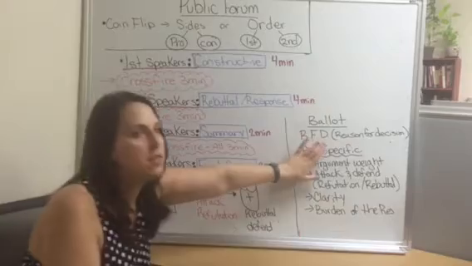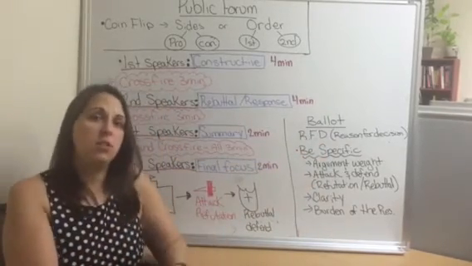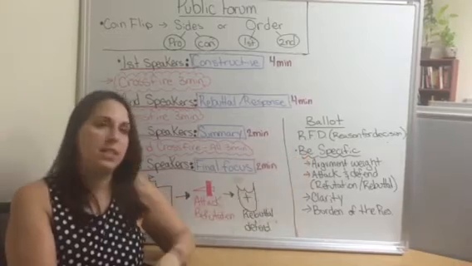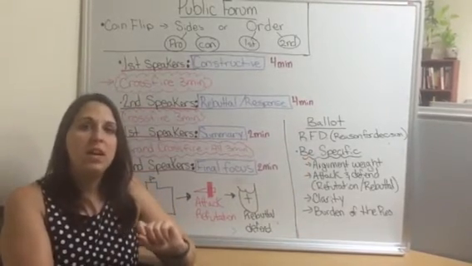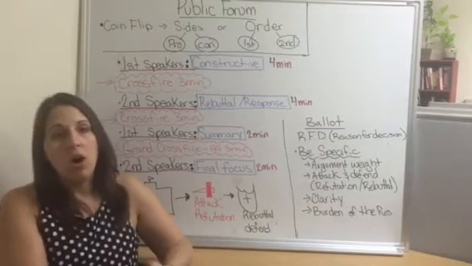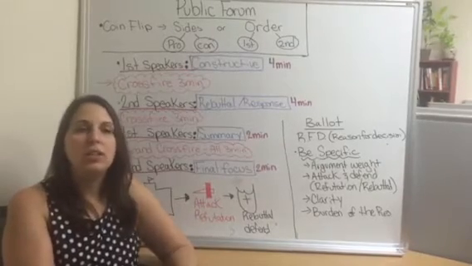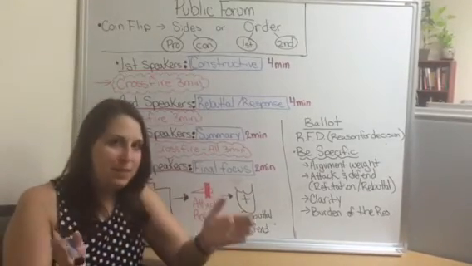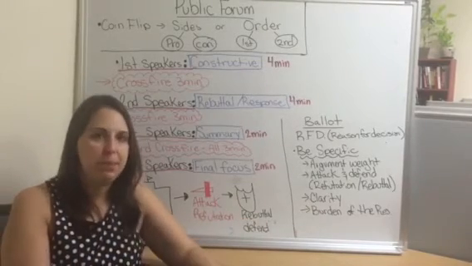So that leads us into the ballot. The ballot is where you're going to write your reason for decision, so we call it the RFD. The RFD is really important that you're specific. You don't want to say something like, had really good arguments, everyone responded really well, and you were all good speakers. That feedback can be applied to any debate round or any speech.